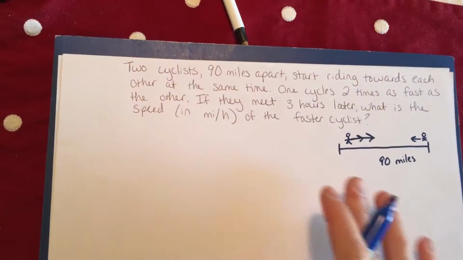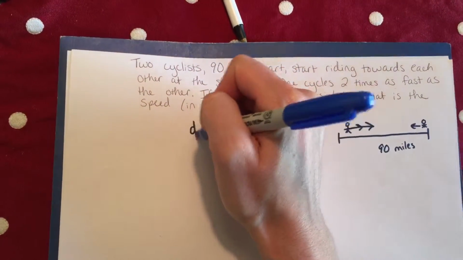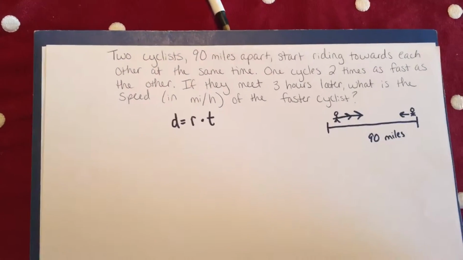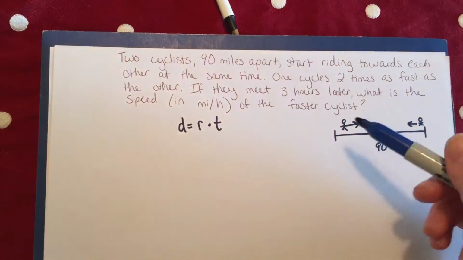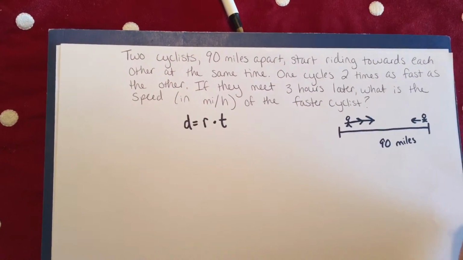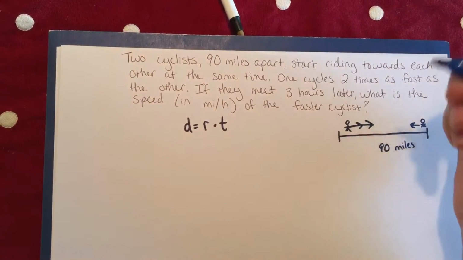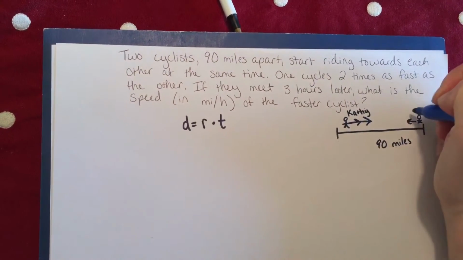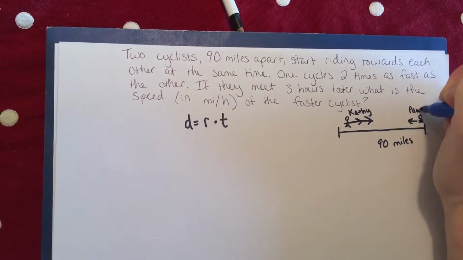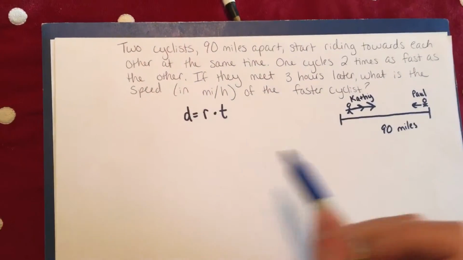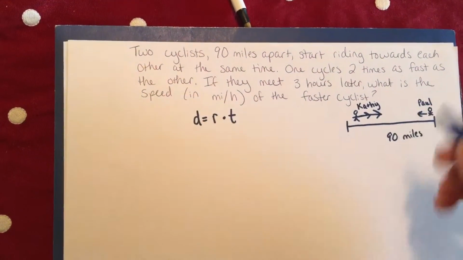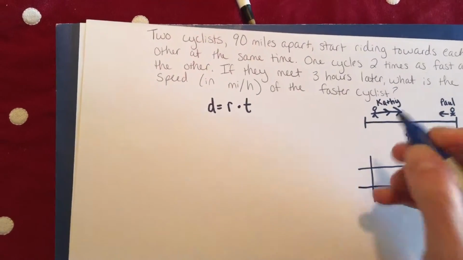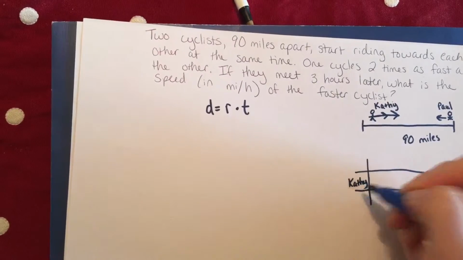Now, I know that distance equals the rate times the time. So I'm going to be using that equation, and I'm going to go ahead and name my cyclists just because that helps give me a better idea of who's who. So I'm going to give the faster cyclist the name Kathy and the slower cyclist the name Paul. I just picked two names. Okay, so let's make ourselves a little table here. So we have Kathy and we have Paul.